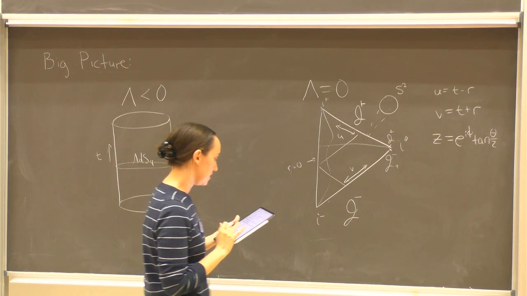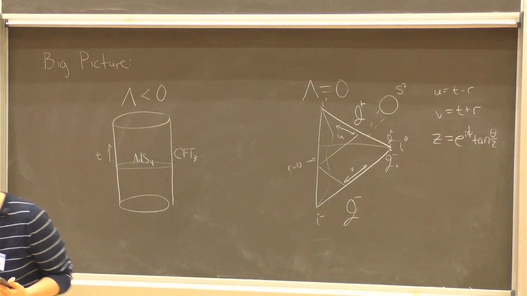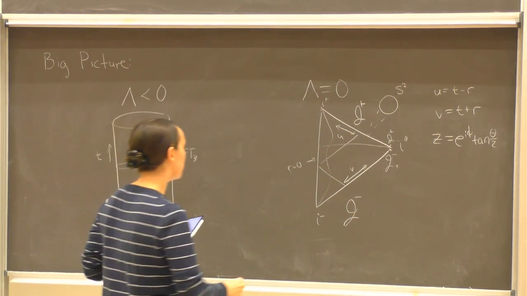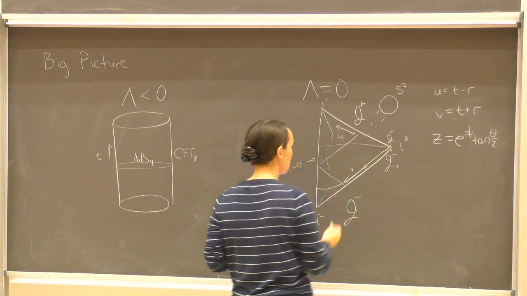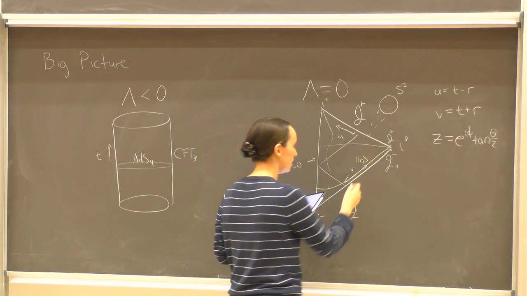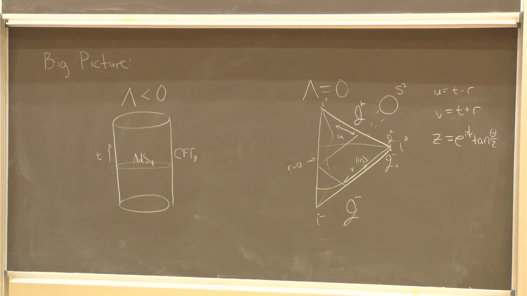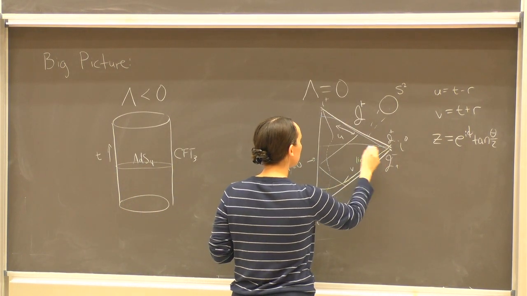So there's that. And then the only thing I also want to draw in some colored chalk is if I take my time slices and I try to push them to either the past or future, I could define, say, an in state. And similarly, let me get another color. I could define my out state.